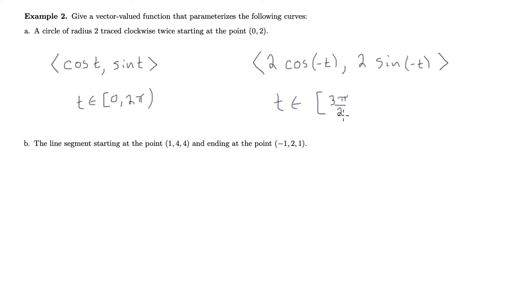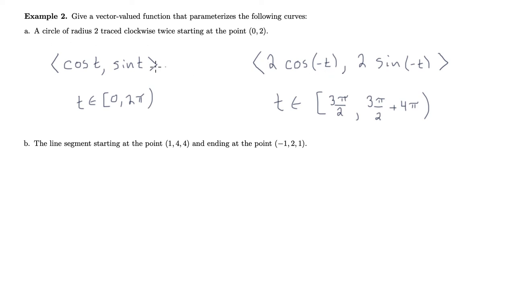Okay. And then I want to go around twice, which means I want t to run through not 2 pi radians, but 4 pi radians. So 3 pi over 2 plus 4 pi is where I want to stop. Okay, and then that's going to be the parameterization that I get.